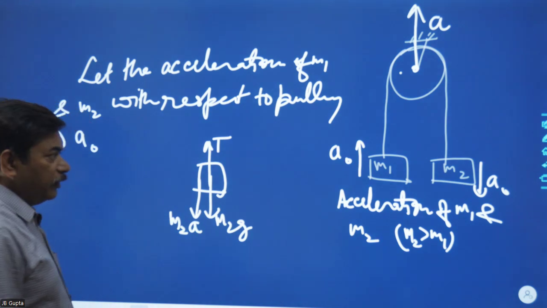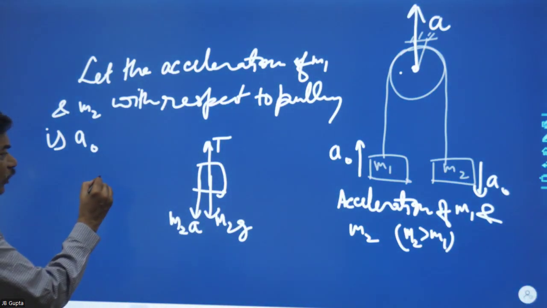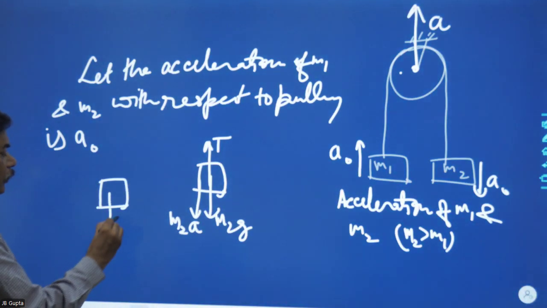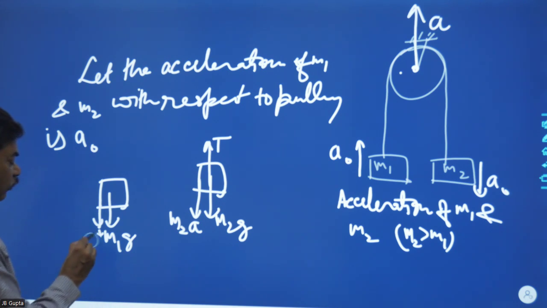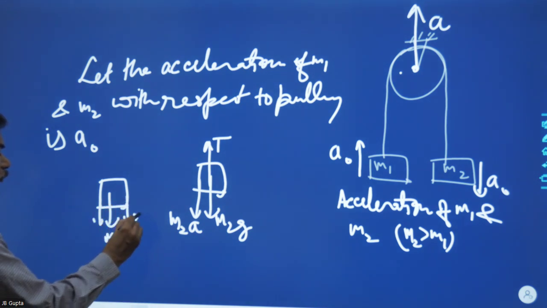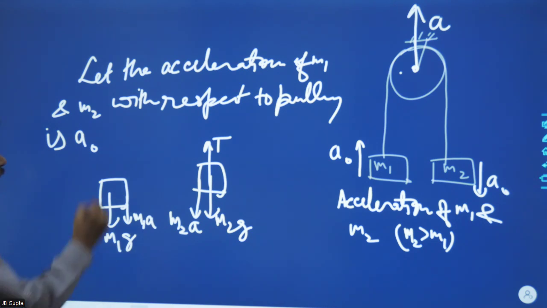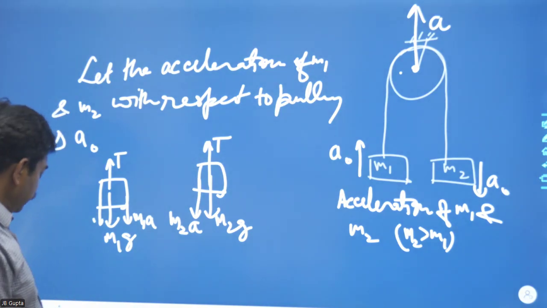अब मैं M1 का भी FBD यहाँ बता रहा हूँ. M1 के FBD में M1G downwards, M1A downwards. Why M1A downwards? Because pseudo force इसके ऊपर भी downwards ही रहेगा, because frame ऊपर की ओर जा रहा है. और tension T इसके ऊपर upwards होगा. Now see, now we make the equations.